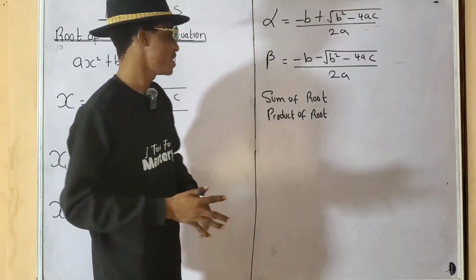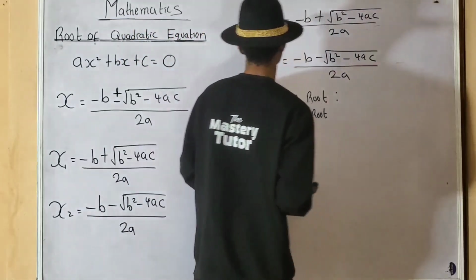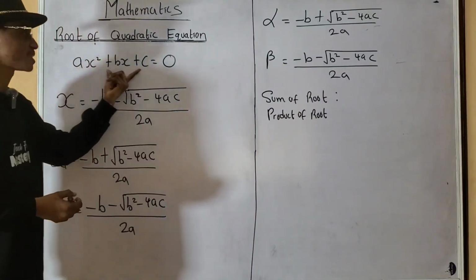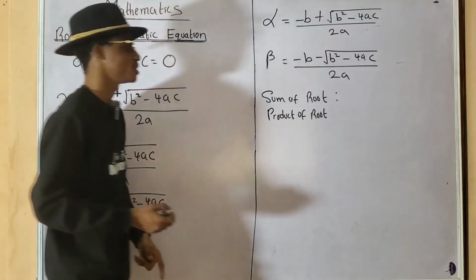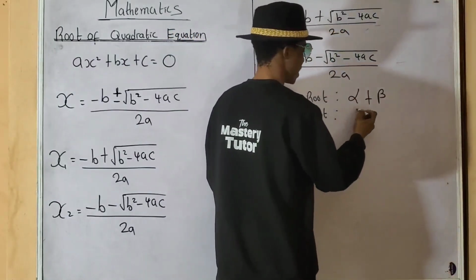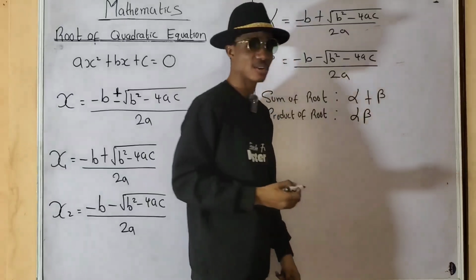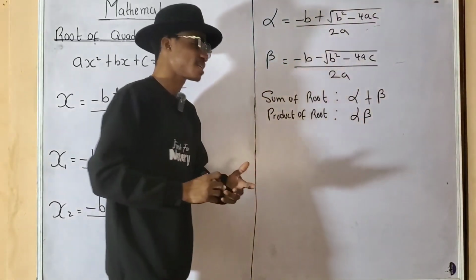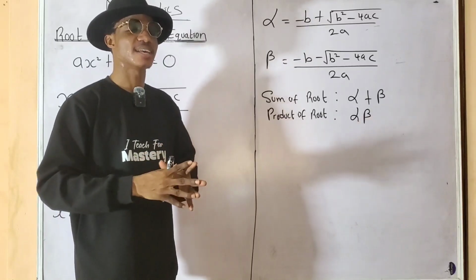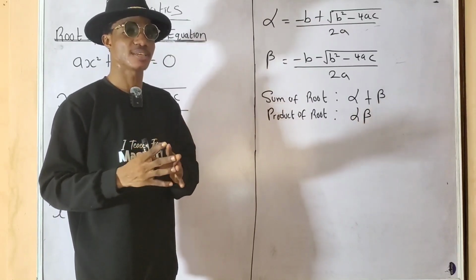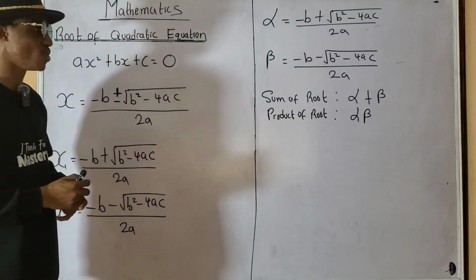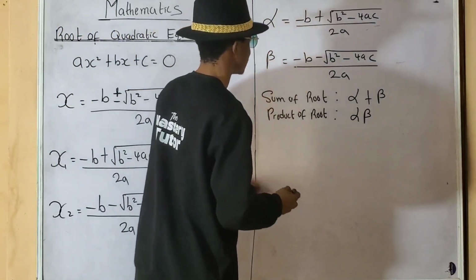Are you following? Okay, so the sum of the roots, since alpha and beta are the roots of the quadratic equation ax² + bx + c. Are you getting it? Now, the sum will be alpha plus beta, and the product will be alpha multiplied by beta. The reason why I'm emphasizing this is simply because there is an important thing we are going to arrive at, and that is very important as touching what we want to discuss in this class, roots of a quadratic equation.